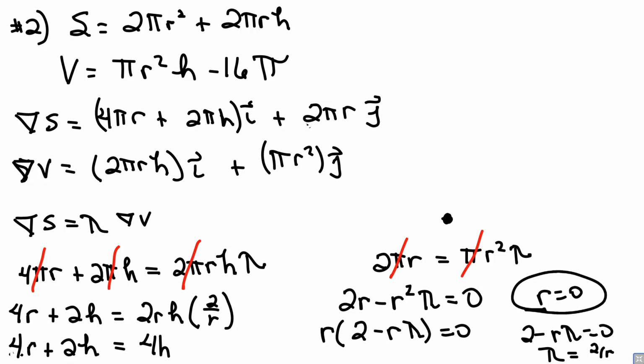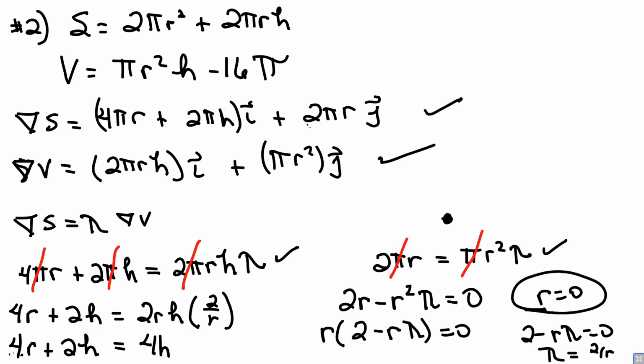Okay, so if we find the gradient of S, this is what we get. The gradient of V, this is what we get. And then we're going to have that the gradient of S is equal to lambda times the gradient of V. And here's our two systems. So here's the first equation that we got based on the I components. This is our second equation based on the J components. So I started working with the equation for the J components. And what I was able to do is to factor and solve for R and solve for lambda.